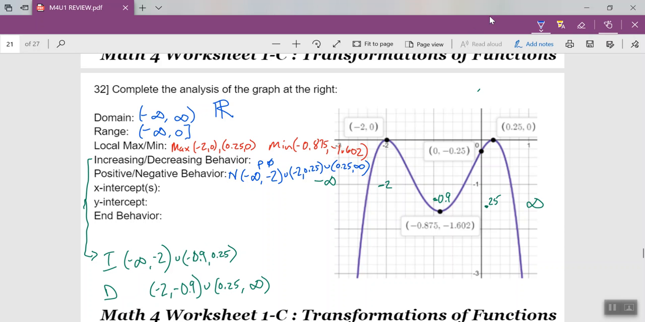All right, x-intercepts, we have 2. We have (-2, 0) and we have (0.25, 0). We have one y-intercept, that's (0, -0.25). And then our end behaviors: as x approaches negative infinity, y is going down. As x approaches positive infinity, y is still going down.